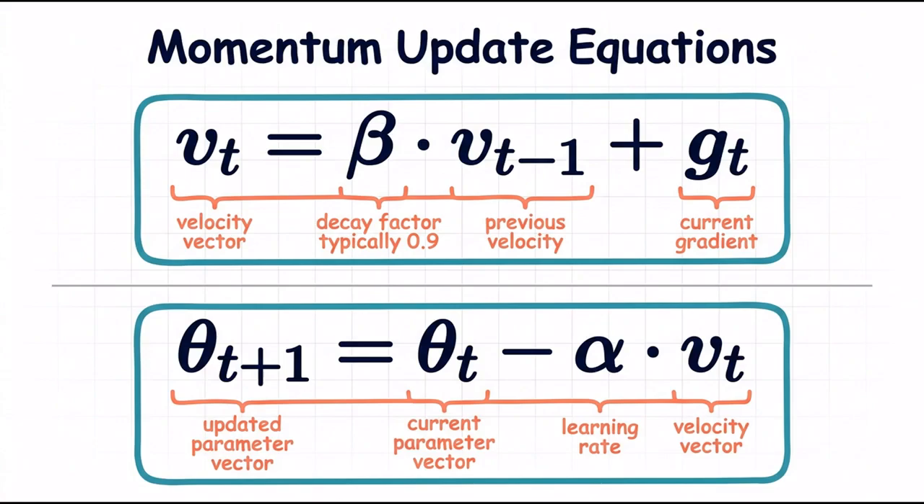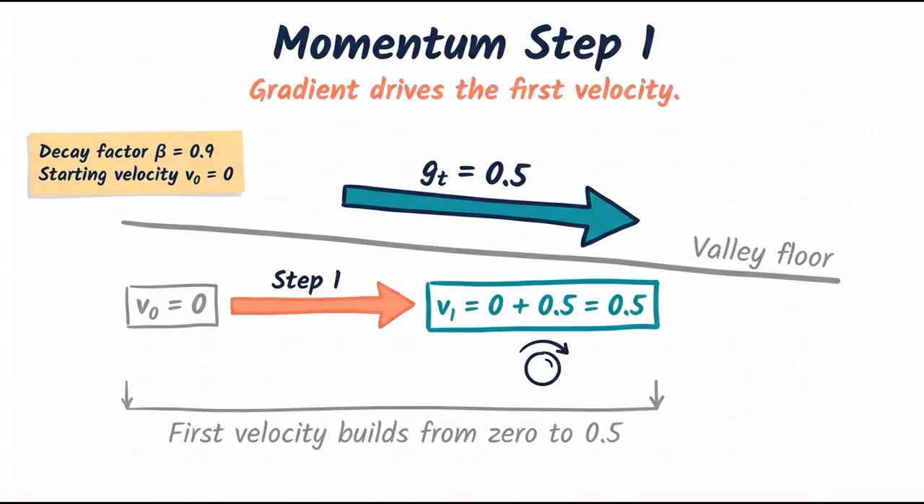Here, v sub t is the velocity vector, beta is the decay factor, typically 0.9, g sub t is the current gradient, alpha is the learning rate, and theta sub t is the parameter vector. Imagine a valley floor where the gradient is consistently g sub t equals 0.5.